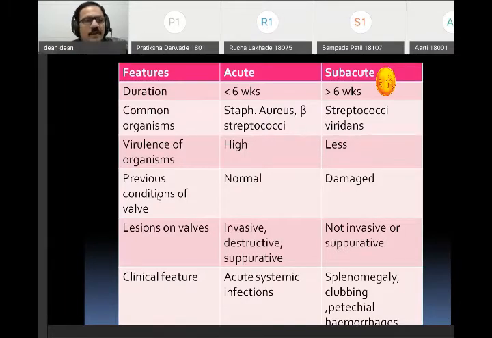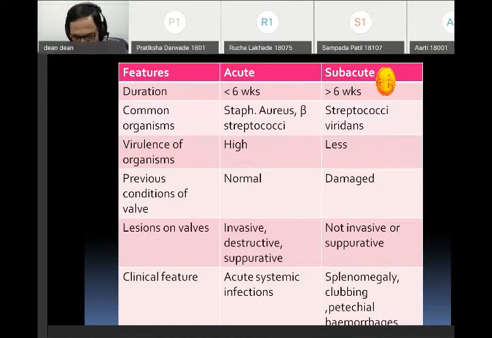Then lesions on the walls: in acute they are invasive, destructive, and suppurative. They cause invasion, they destroy the wall, and they form pus. That is the suppurative lesion. While in subacute bacterial endocarditis they are non-invasive and proliferative. Clinical features: just like an acute systemic infection, there is high-grade fever and septicemia. While in subacute, there is splenomegaly, clubbing, and petechial hemorrhages.